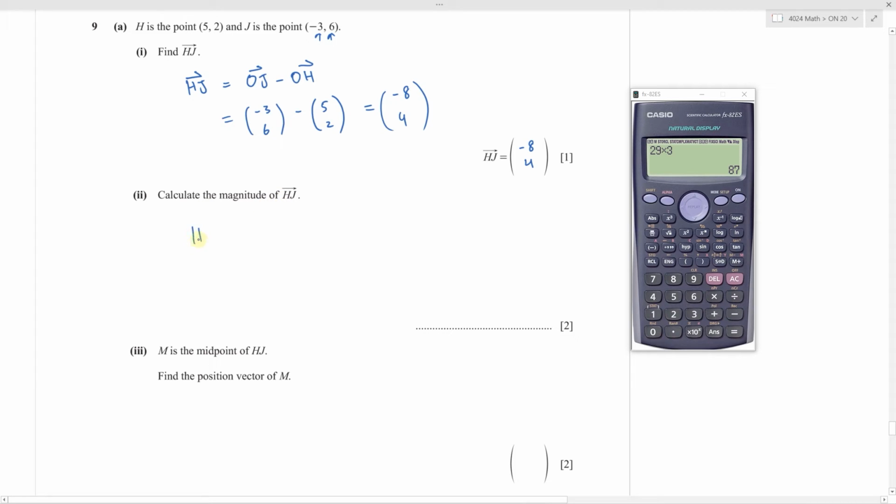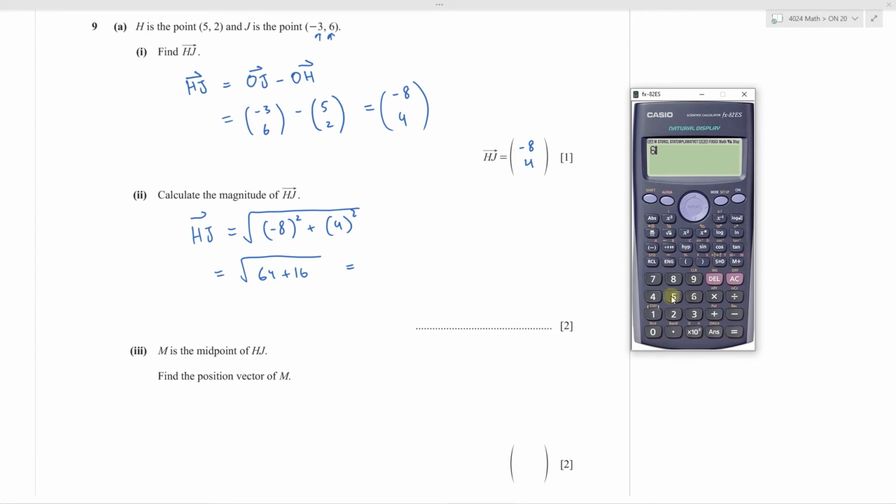Calculate the magnitude of HJ. So the magnitude of HJ will be minus 8 squared plus 4 squared, and then square root. So this will be 64 plus 16, 64 plus 16, square root of 80. So square root of 80 is 8.944. So up to 3 significant figures, I can write it as 8.94.